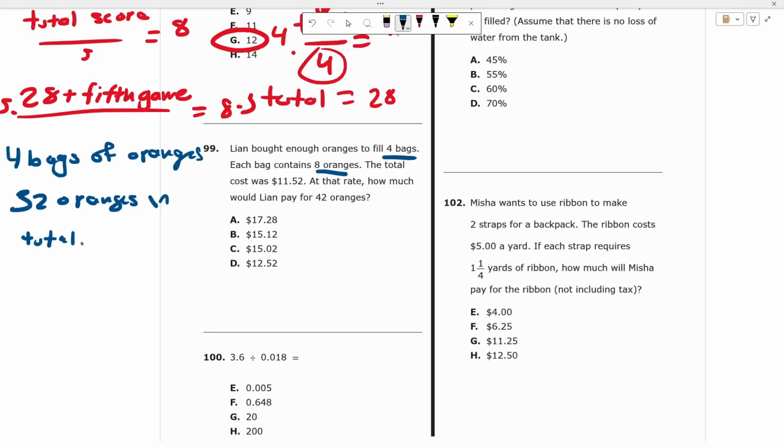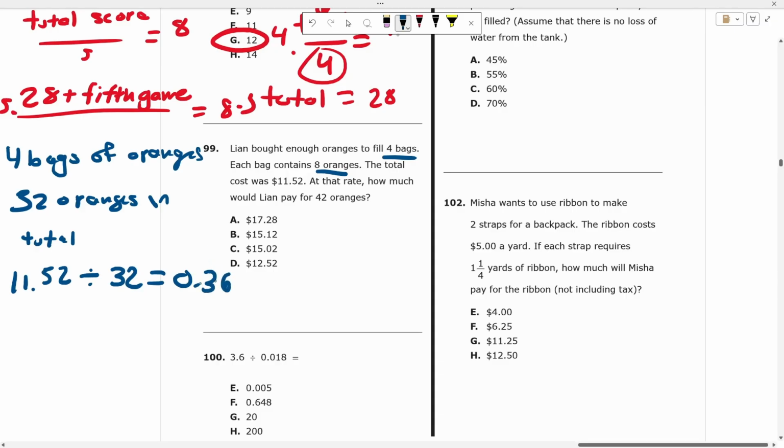Okay? So we know that he paid $11.52 for 32 oranges. So divide this $11.52 by 32 in order to find out how much money he paid per orange. How much money did he pay per orange? Sorry about that. It's 0.36 or 36 cents. That's his rate per orange. So if you want to find out how much he paid for 42 oranges, you do 42 times 0.36, and you get 15.12 or $15.12, which is choice B.